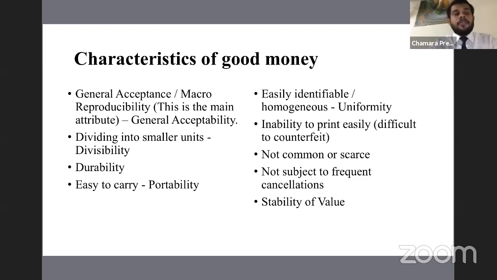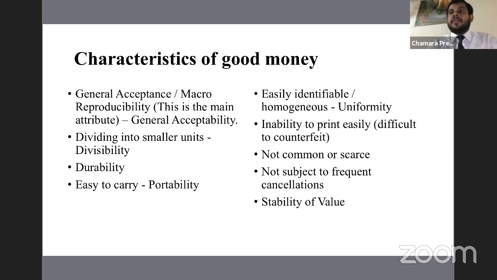And it should be easy to carry. If I look at the exchange process and the barter system, sometimes we face many difficulties carrying goods when we are exchanging them, right? But money doesn't have that problem. We can easily carry it, so that's called portability. Then it should be homogeneous and easily identifiable, which means uniformity. Homogeneous means it should be equal, similar.